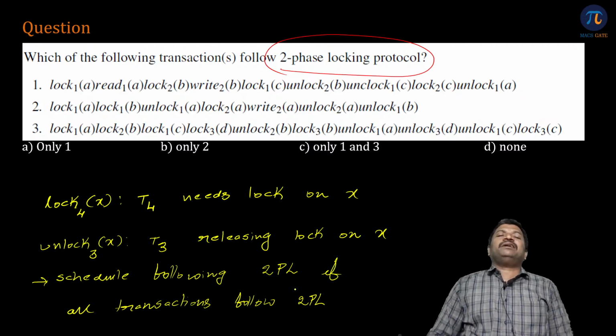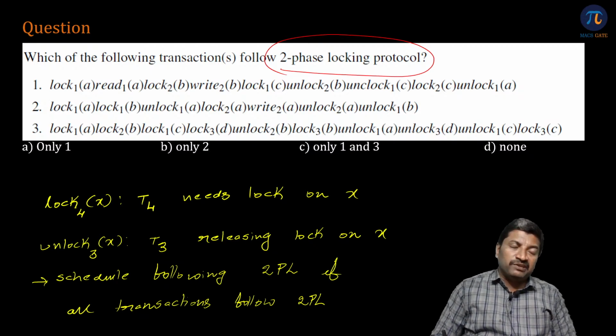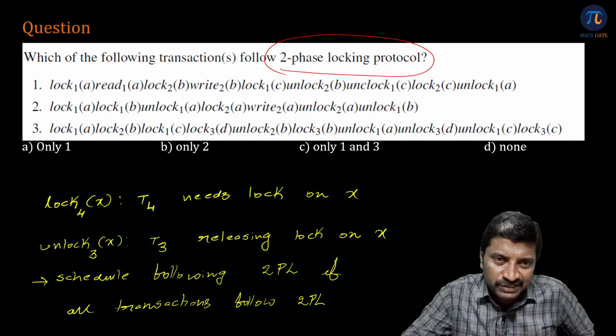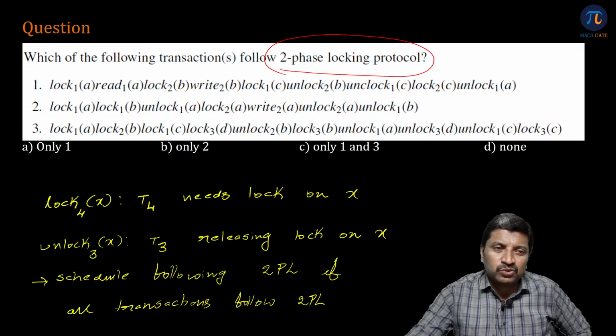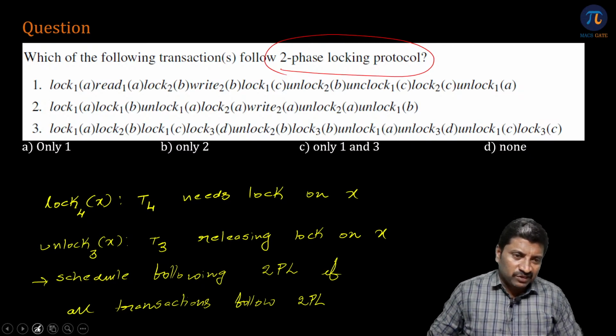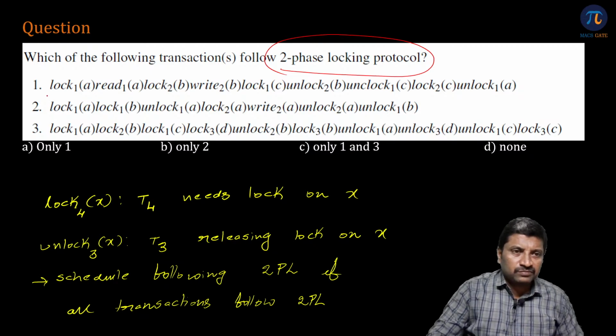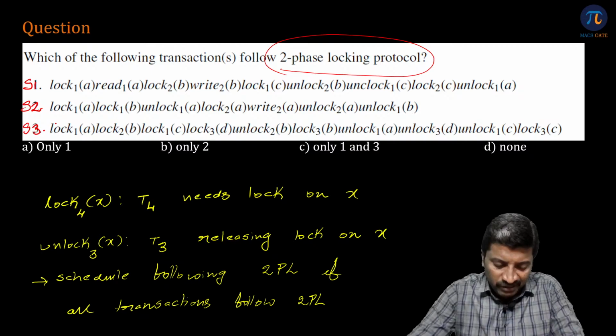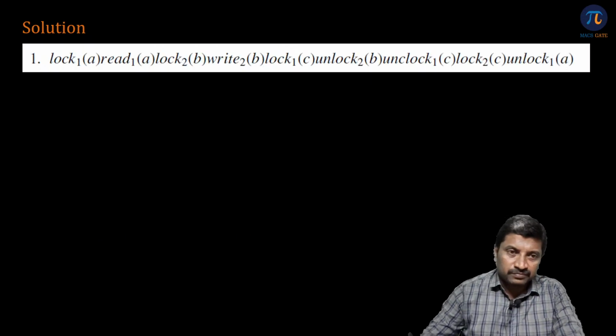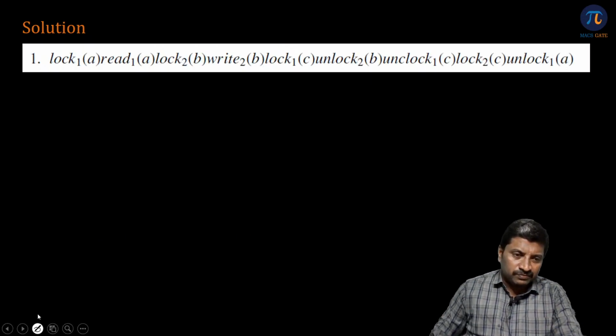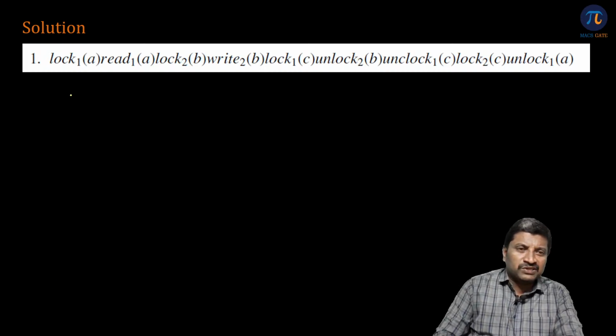So we need to verify the schedule. For that we need to verify each and every transaction separately. So let us do these three schedules. I think they gave three schedules, sir. Schedule 1, schedule 2, schedule 3. Let us verify each of these one by one. Coming to the first one. Sir, what is the first one, sir?